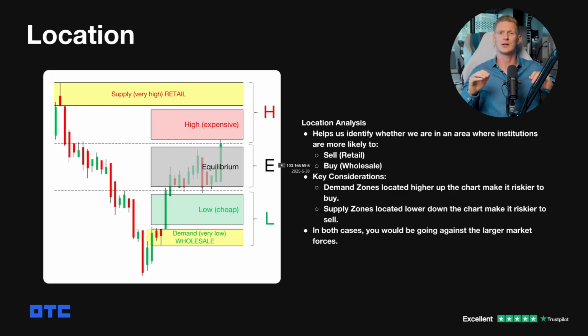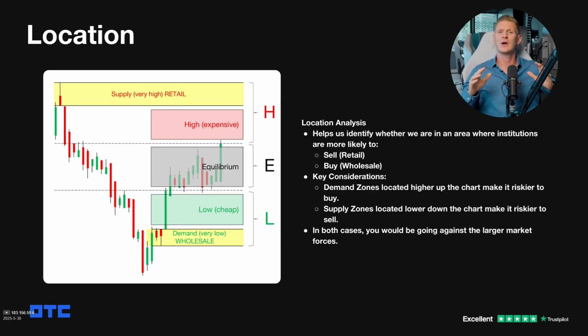Now that you understand the three-step process and know which time frame to use at each stage, it's time to put the theory into practice and discuss how to properly conduct location analysis on a chart. Take a look at this sample chart, where certain areas are marked in red or green, expensive or cheap, and a gray area in between for equilibrium.